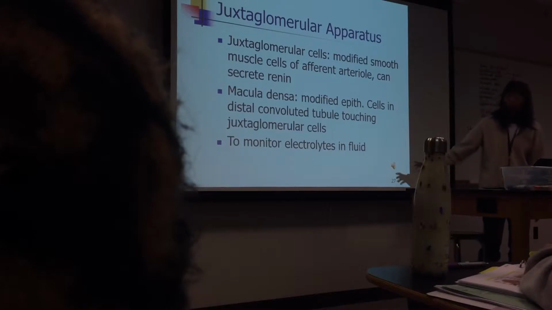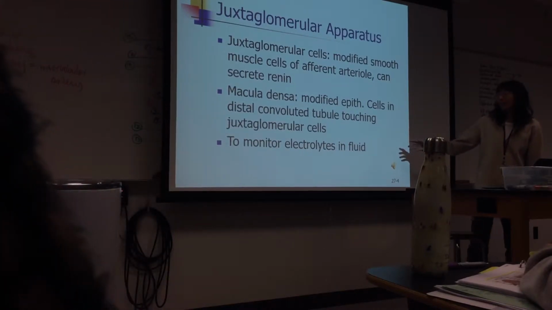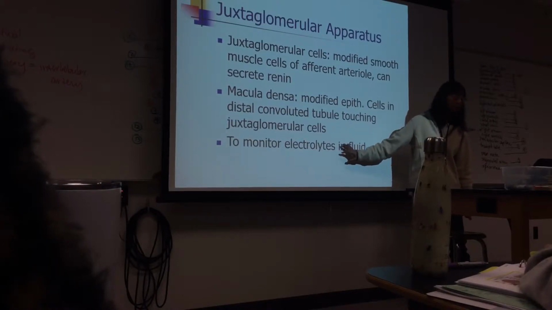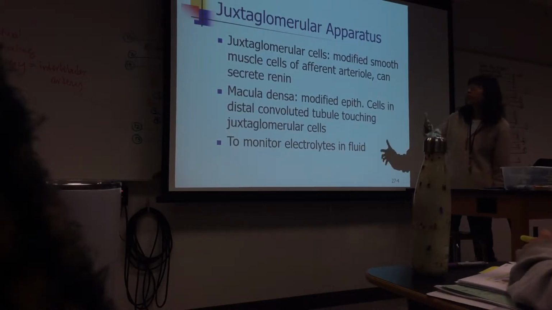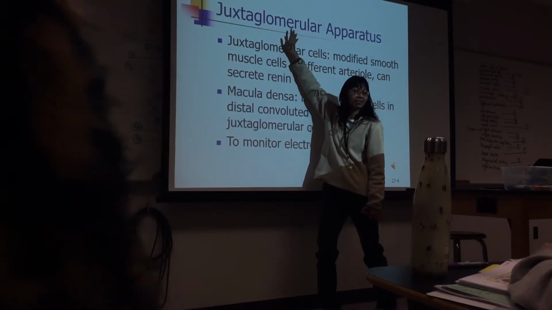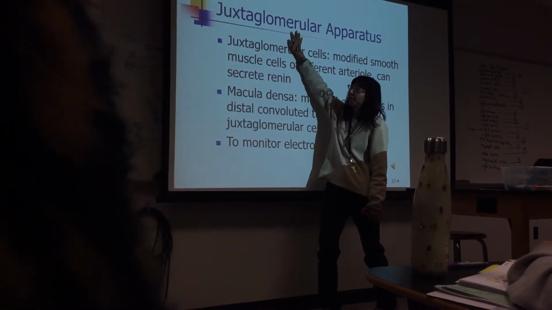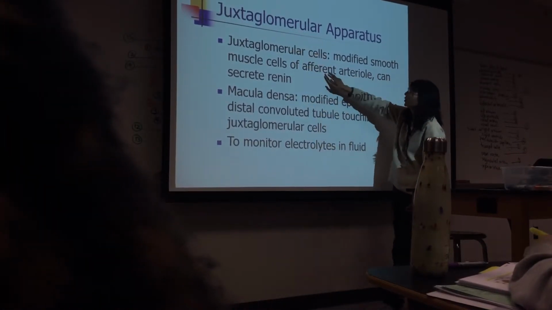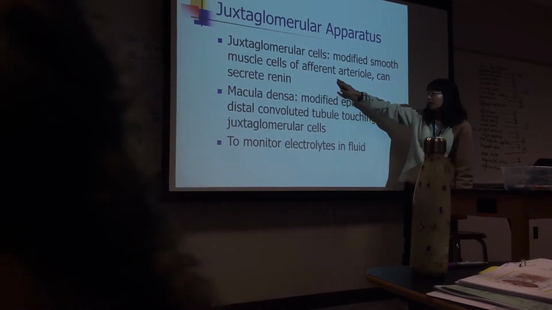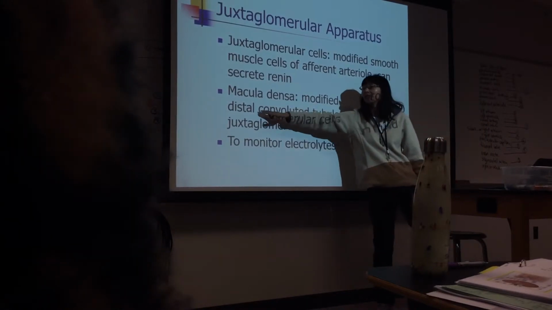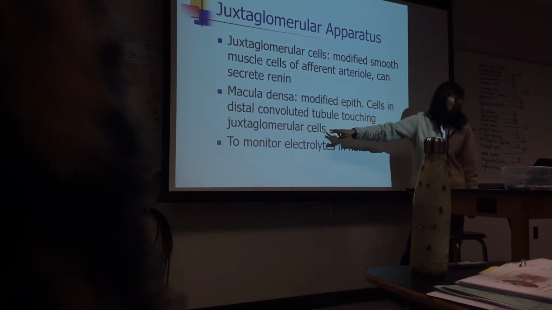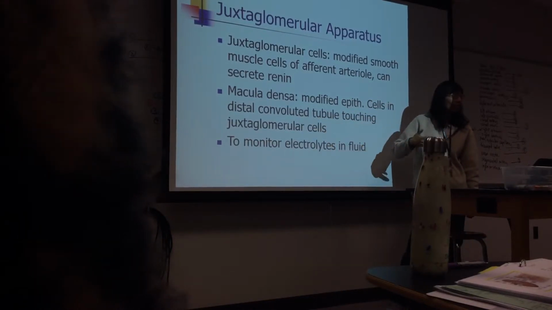Okay, explain to you the juxtaglomerular apparatus. It monitors electrolytes in the fluid. That's physiology. It's going to become important in physiology. Okay. So what you need to know is, what the heck is this thing? Well, it's close to the glomerulus, agree? Close to the glomerulus, and it's comprised of the walls of the afferent arteriole and the walls of the what? Distal convoluted tubule.